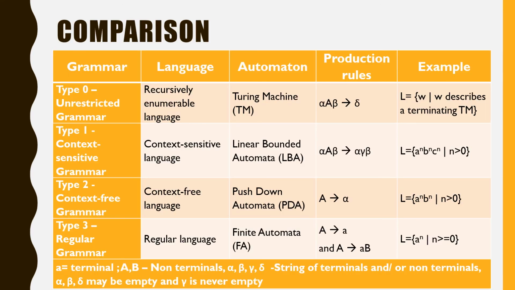So this is a comparison of all the different types of grammars and the automaton that accepts each, the language which is defined by the given grammar, the sample production rules for each type of grammar, and finally an example for each type of grammar.